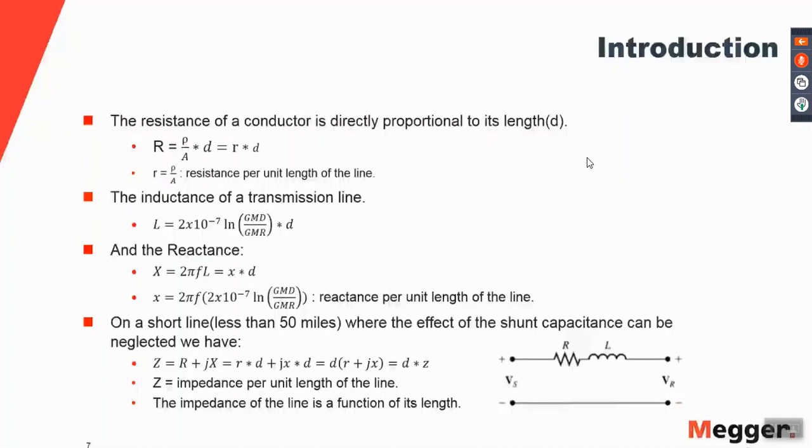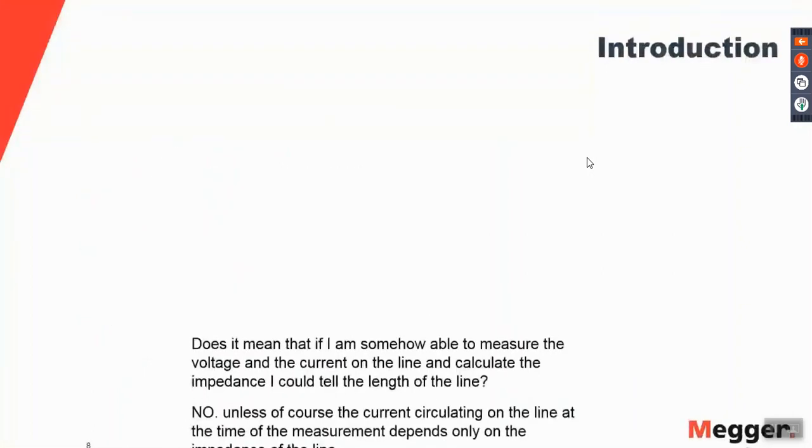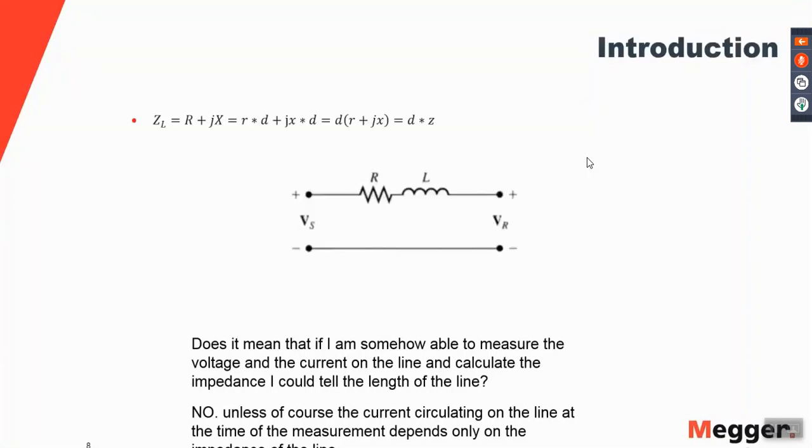So here is the equivalent circuit that we can use for this short line. And the question here is, does it mean that if I am somehow able to measure the voltage and the current on the line and calculate the impedance, I could tell the length of the line?